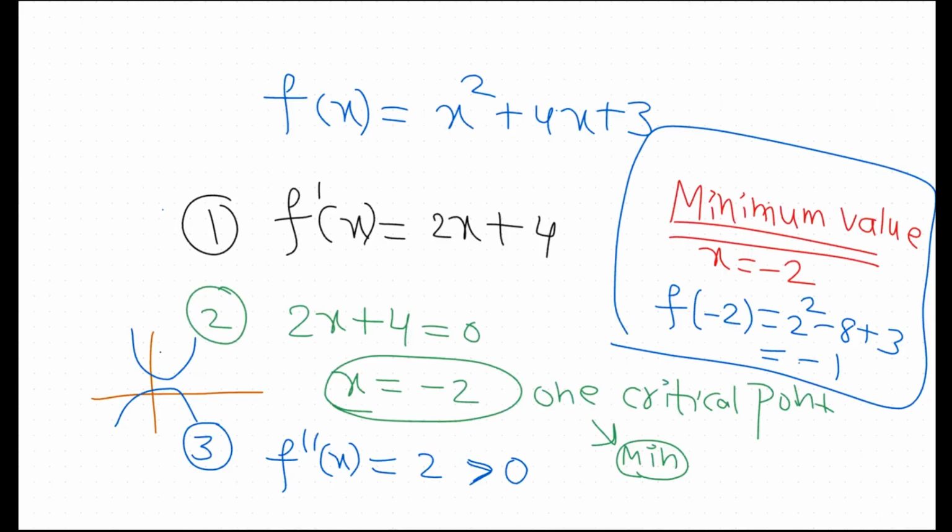Where are you getting the minimum point? Question is important. Where are you getting the minimum value? The minimum value you are getting at -2. How much value are you getting? -1. So at the point (-2, -1), you will have the graph like this.